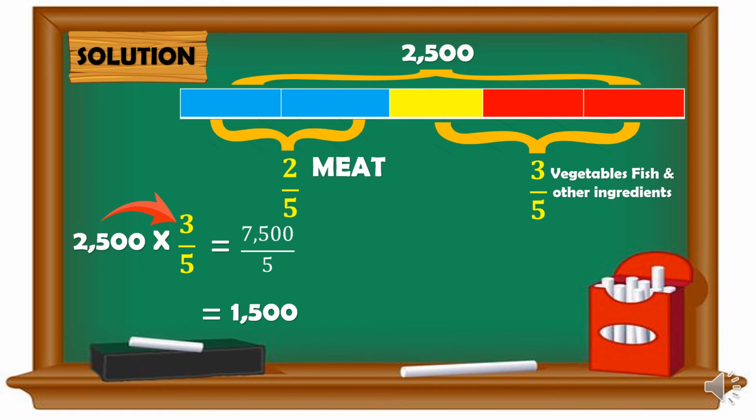So how are we going to solve this problem? We have 2,500 times 3/5. This is actually what we are going to solve. When we multiply 2,500 times 3, we have 7,500. And then 1 times 5 is equal to 5. So let us now simplify. 7,500 divided by 5, the answer is 1,500.